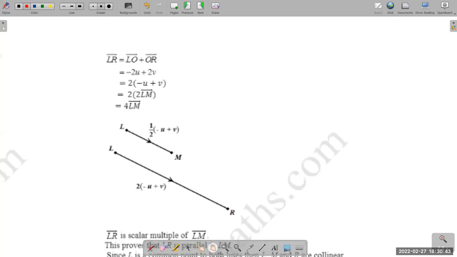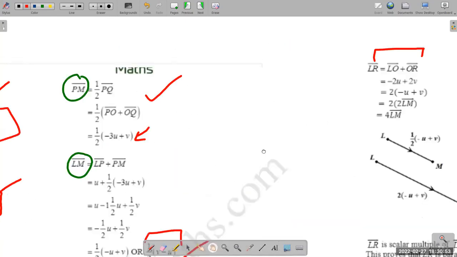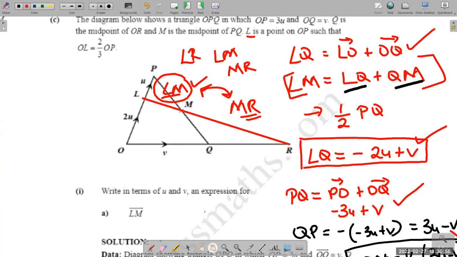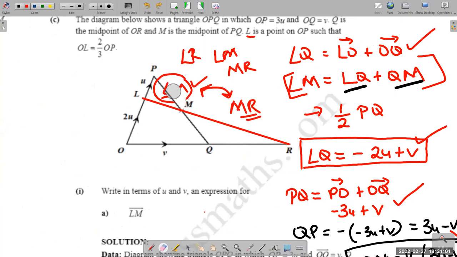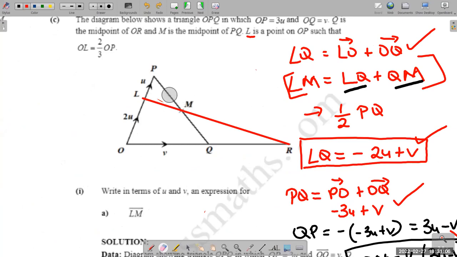So we just need to find LR. Just like how we always find any missing line that we don't have, we use the triangular rule. To go from L to R, it makes sense to go where? From L to O and then O to R. Let's go back to the picture so you can make sure you understand. If you want to go from L to R, what's the first place you got to go? You got to go from L to O and then from O to R. Everybody see that? You have to travel it.